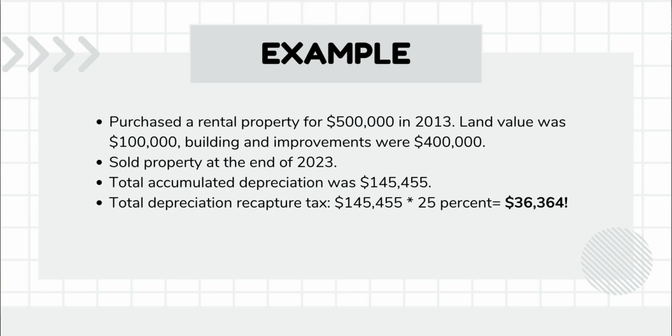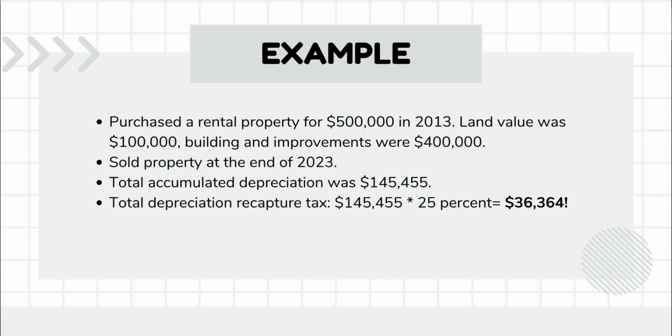And let's say that the total accumulated depreciation was $145,455. So accumulated depreciation is what you're going to pay that depreciation recapture tax on. Let's just assume that you're going to do the 25%. Again, if your marginal rate's lower, you'd pay less, but for this example, let's use 25%. You take that total accumulated depreciation, the $145,455, multiply it by that 25%, and you are going to pay taxes just on that depreciation of $36,364 when you sell that property after 10 years.